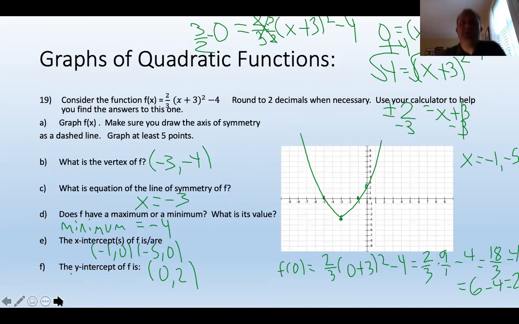The last question is, consider the function f of x equals 2/3 times x plus 3 squared minus 4, round to 2 decimals when necessary. Use your calculator to help you find the answers to this one. We want to graph f of x, and then make sure you draw the axis of symmetry as a dashed line. I didn't do that, but let me do that really quick. There's the axis of symmetry. So let's go over how I got this particular graph.